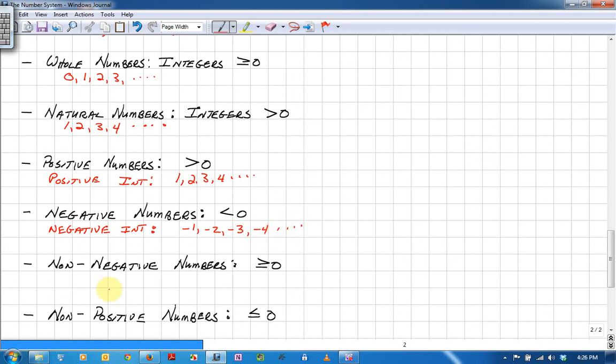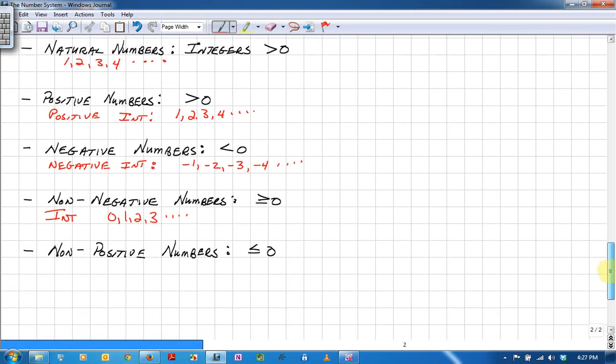Here's another definition similar to the positive and negative numbers, but it's called the non-negative numbers. That would be any number that is not negative. So that would include 0 because 0 is not negative. It says any number that's not negative, so that would be any number including 0. So if we wanted to write the integers that are not negative, that would be 0, 1, 2, 3, and so on and so forth.